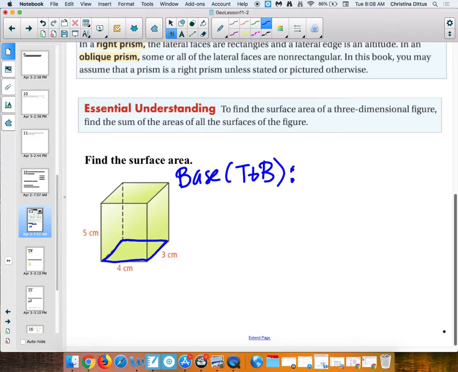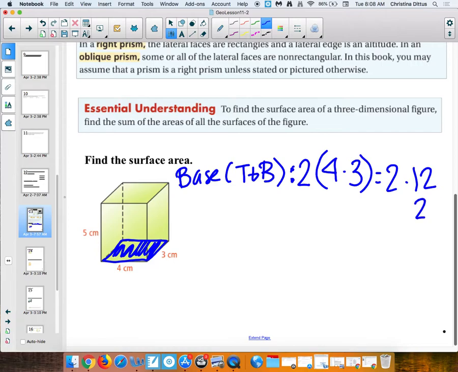Base and height, I have 4 by 3. That is the area of my bottom. And it's also the area of my top. So how many shapes do I have that are 4 by 3? 2. So that's why we're going to multiply it by 2. Okay. What is 4 times 3? 12. So I have 2 shapes with an area of 12. So how much total area? 24. Okay.